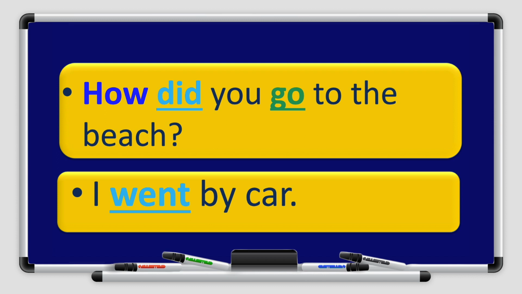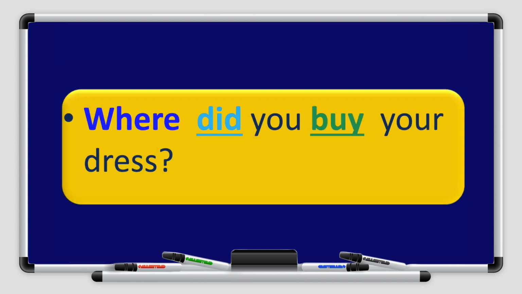I went by car. Number 2. Where did you buy your dress? Here in this question, the question word is where, and the auxiliary verb is did, you is the subject, buy is the verb in the infinitive form, and your dress is the rest of the question.